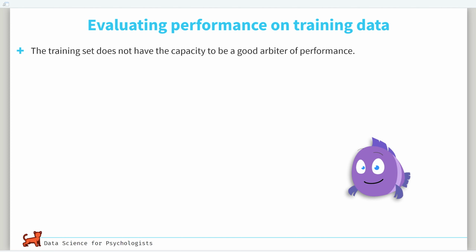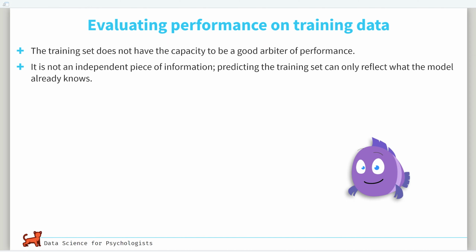Okay, so the key takeaways that I want you to have here is the training set does not have the capacity to be a good arbiter of performance. It can't tell us how good our data is because we used it to make our model. It is optimized. It is supposed to be good. That is why we are training it. And frankly, it's not an independent piece of information. Predicting the training set can only reflect what the model knows. It doesn't know that the Hot Girl episode is incredibly uncomfortable. It doesn't know that I have strong opinions. It doesn't know what The Office is.